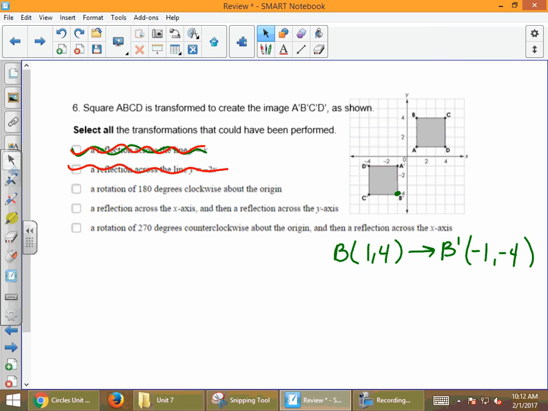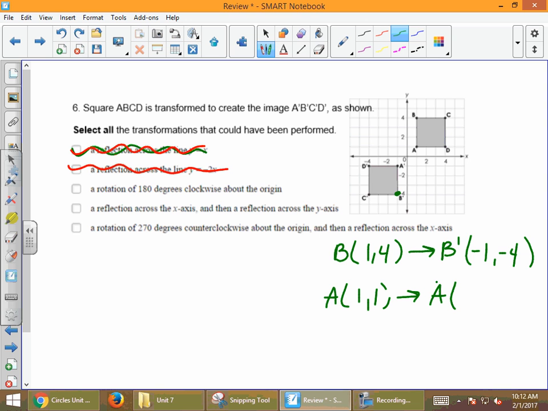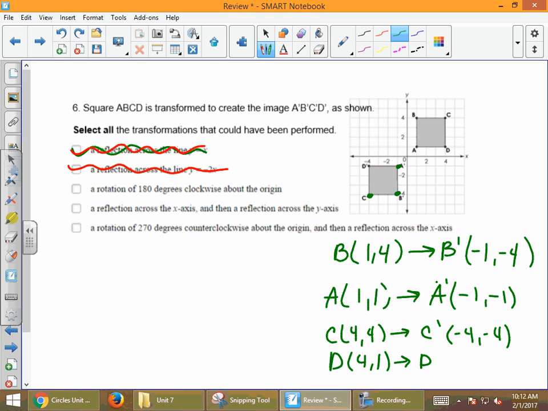If you want to, check the other ones. Let's check A. A is at 1, 1. So we change those signs, negative to -1, -1. Matches up. And if you did the same thing with C, C is at 4, 4. When you flip the signs, you get -4, -4. Matches up. And then the same thing with D. When you change the signs, -4, -1, it matches up.